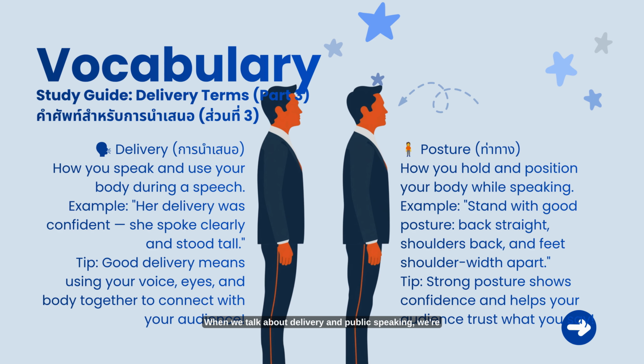When we talk about delivery and public speaking, we're focusing on how you express your ideas through both your voice and body language. First, let's consider your delivery. This means not just what you say, but how you say it. A confident delivery involves clear speech and using your body to engage your audience. Think about using eye contact, varying your tone, and ensuring your gestures match your message. For example, if you're excited about a point, let your face and hands show it.